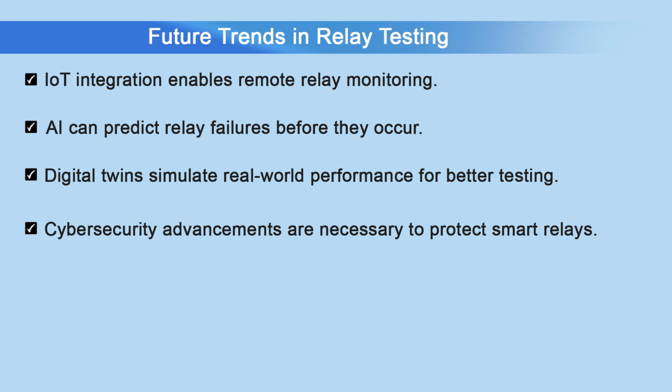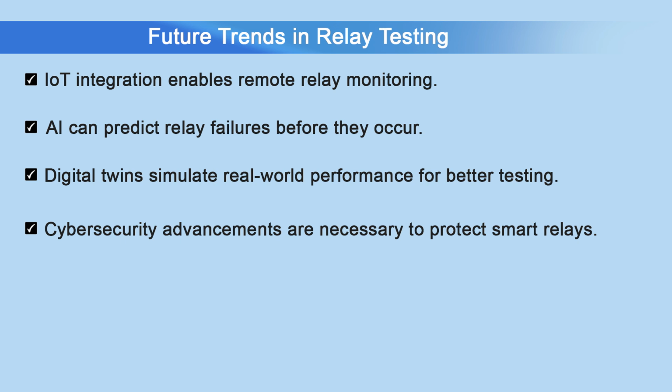As electrical systems continue to evolve, so too does the field of relay testing. Some of the emerging trends include, first and very common, the integration of Internet of Things. Relays in smart grids and industrial systems are increasingly being equipped with IoT capabilities, allowing for real time monitoring and remote testing. The benefit here is that IoT integration enables continuous monitoring of relay performance and allows for early detection of potential issues and reduces the need for manual testing.